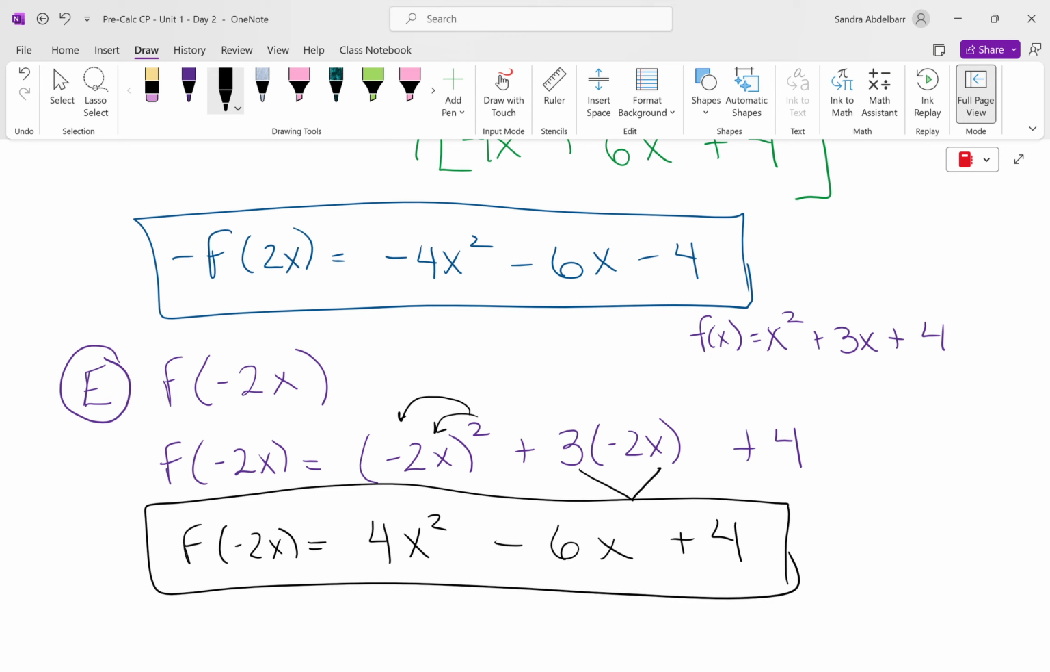Notice how our answers are different. Our answers are different because we're not doing the same process. It was completely different processes.